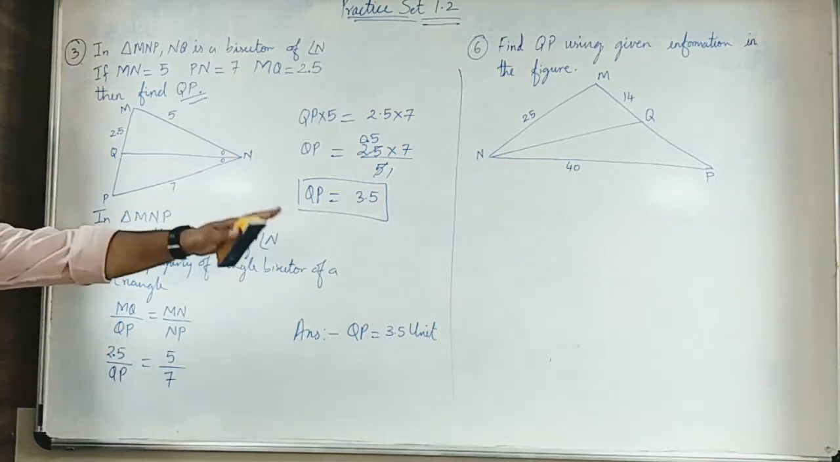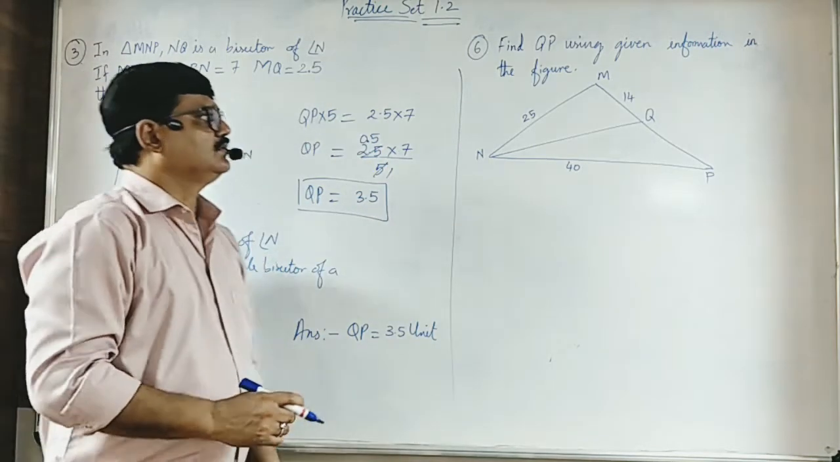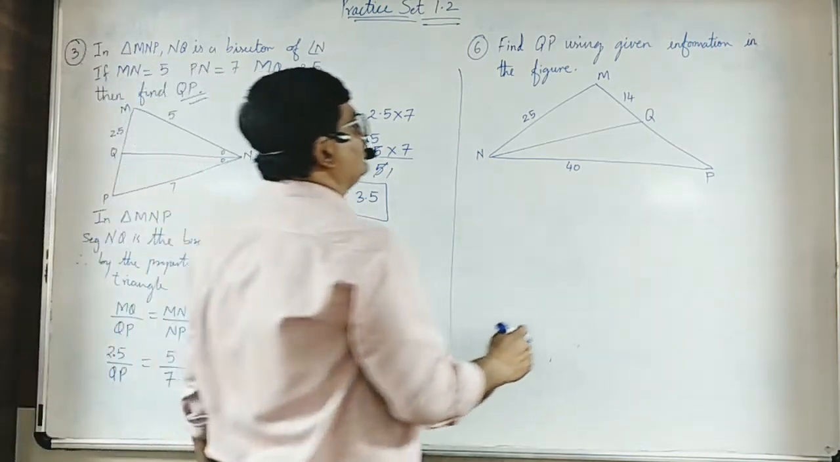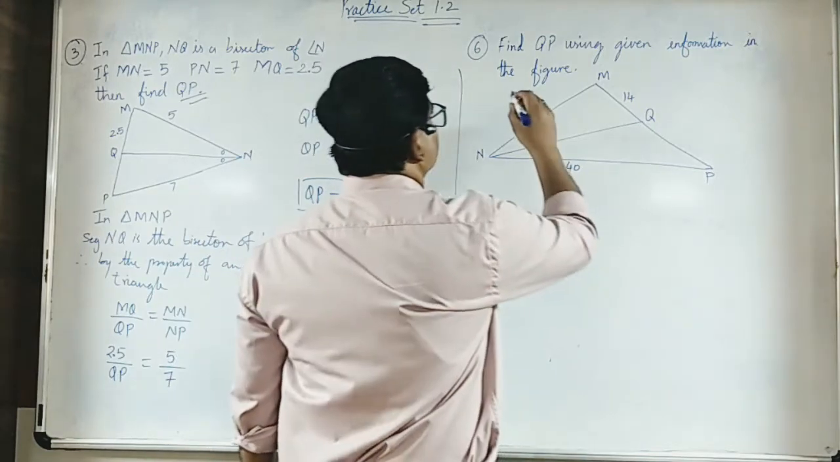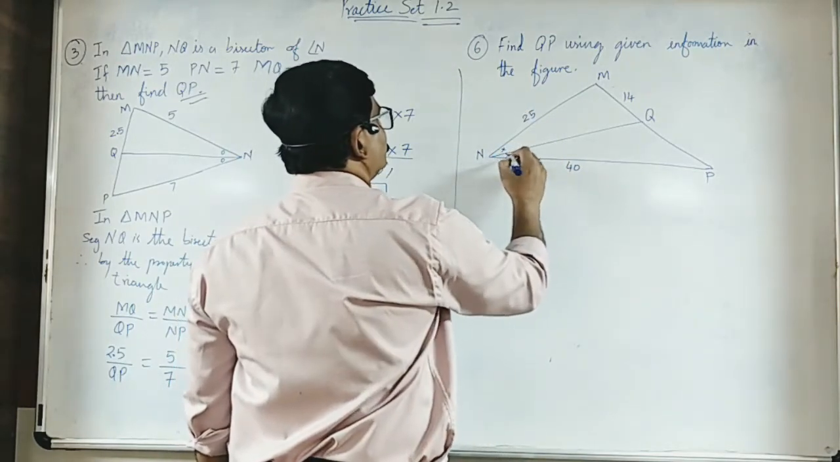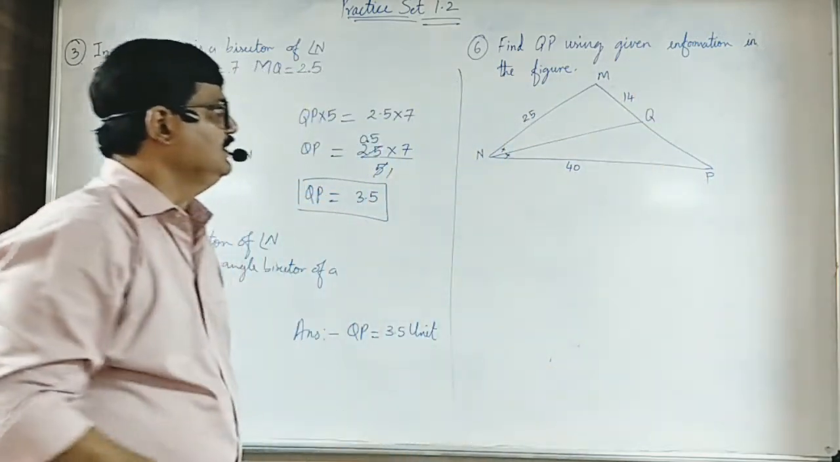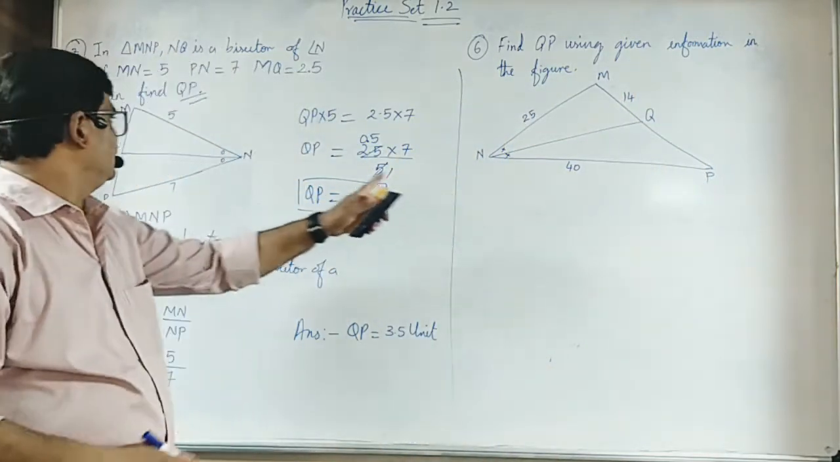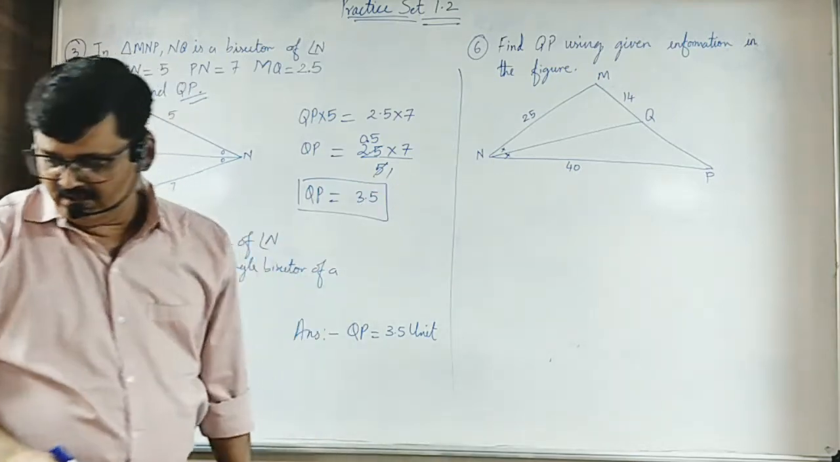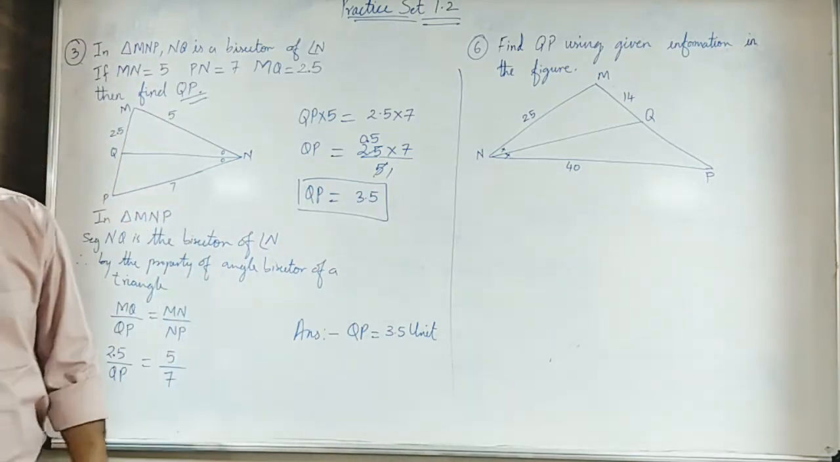Now let's do the same thing for question number 6 also. Now question number 6, again they have told us, find QP using the information in the figure. So from the information you can make out here again you have NQ is the bisector.